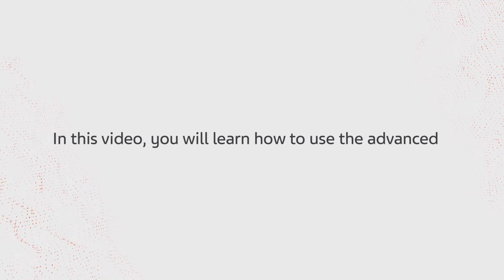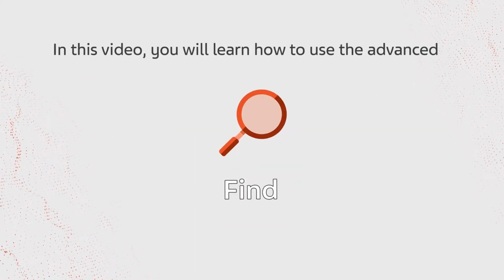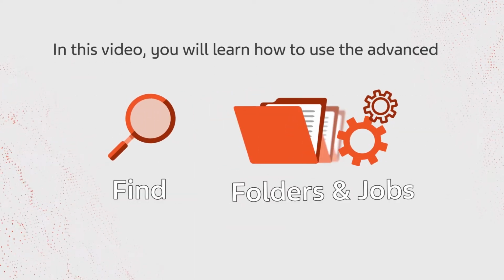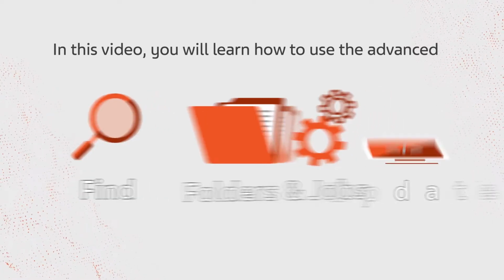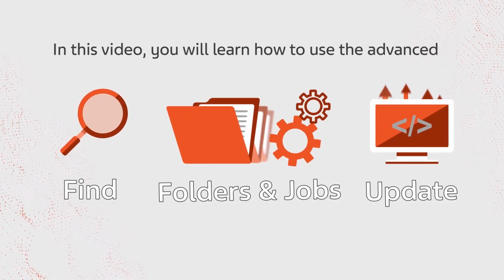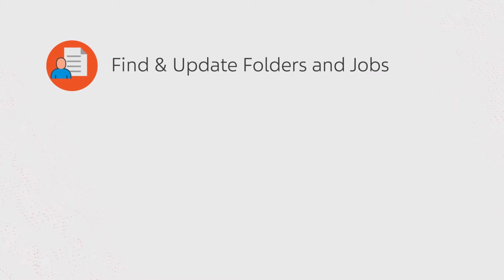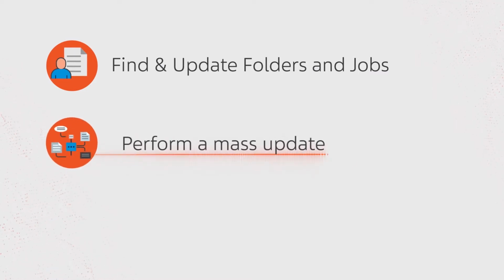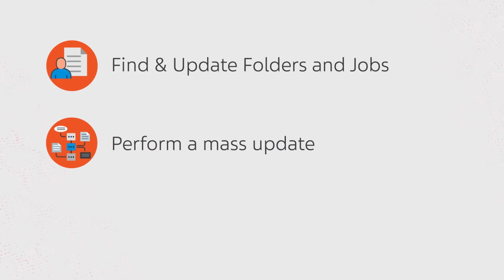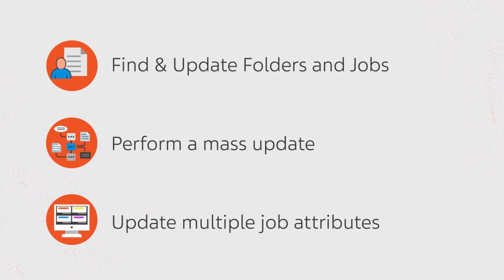In this video, you will learn how to use the advanced Find feature to search for folders and jobs based on specific search criteria, and how to use the Update feature to perform a mass update on multiple jobs. You can use the Find and Update features to update folders and jobs to move between environments to promote jobs from one environment to another, perform a mass update on fields and values from multiple jobs and folders simultaneously, and update multiple job attributes to adhere to new site standard rules.